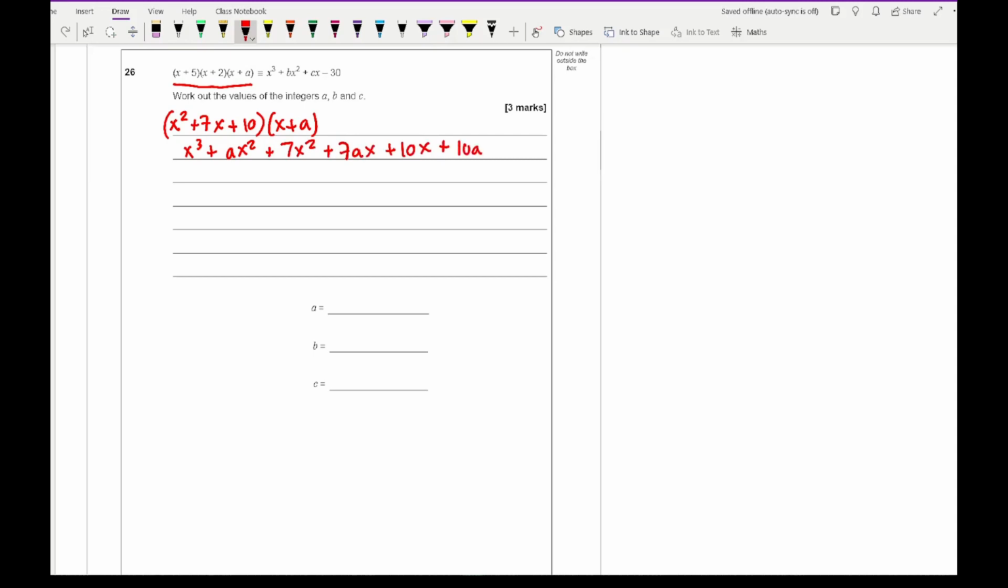Now neatening all of this up, what I end up with is x cubed, and then looking at the coefficients of x squared, that's going to be 7 plus a x squared, and then looking at the coefficients of x, that's going to be 7a plus 10 x, plus 10a. Now if I combine that with the right hand side, what I end up with is x cubed plus bx squared plus cx minus 30.